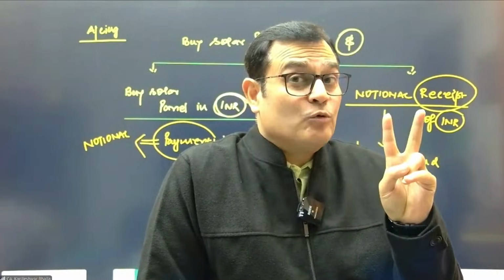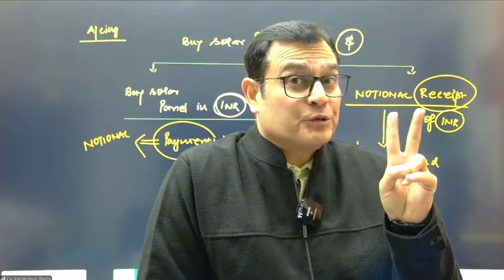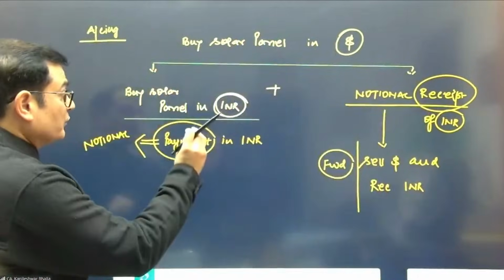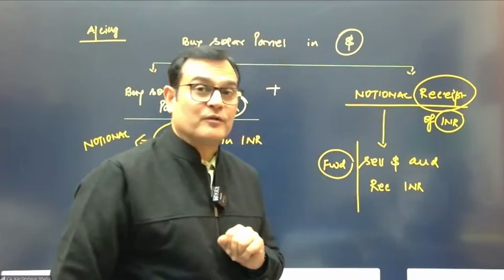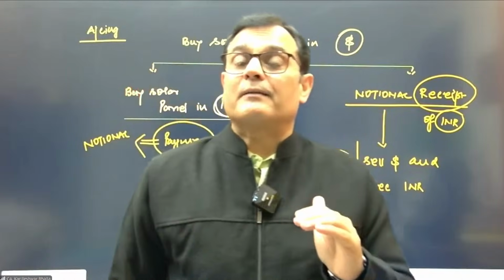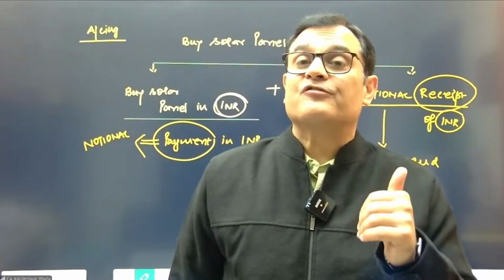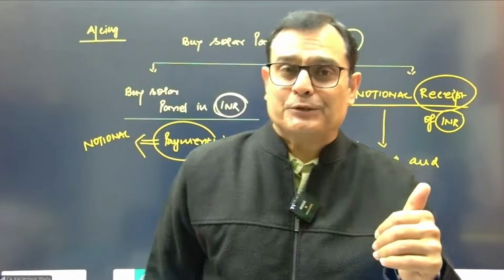So now we're going to account for the transactions based on two transactions. Transaction one, that you're going to buy the panels in Indian rupees and you've entered into a forward contract. There is no forward contract, but we're going to do the accounting as if a forward contract is entered into.